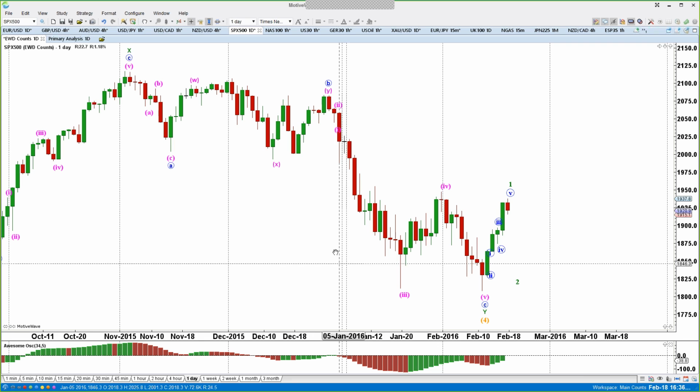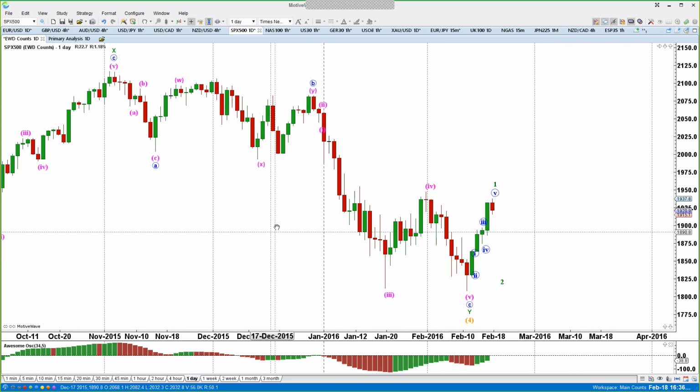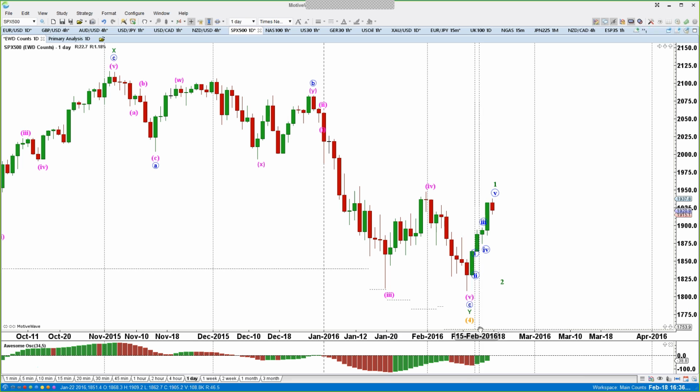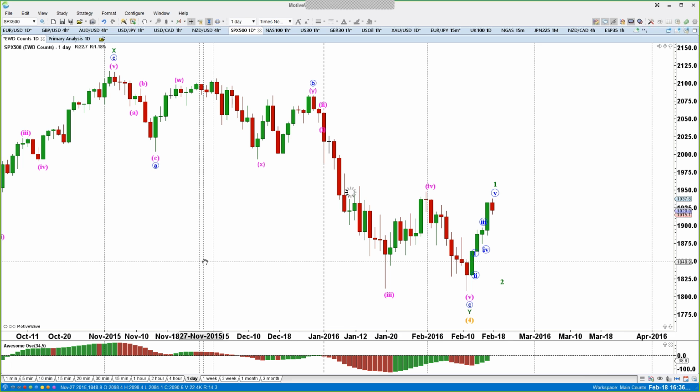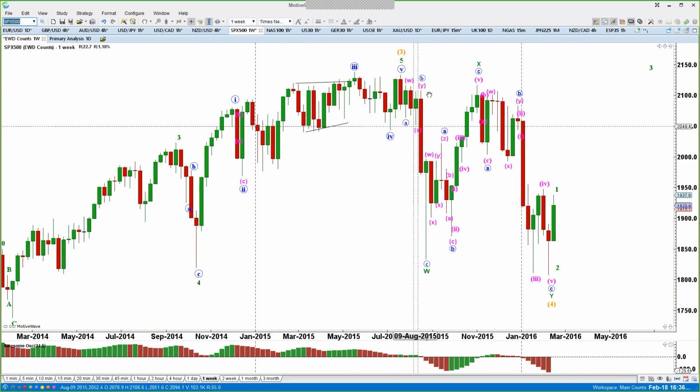How can we validate the divergence and the end of the wave 4 and everything? Because if we are right, the next destination for the S&P will be the previous highs, 2130 area at least. So let's get ready for that fantastic trade.